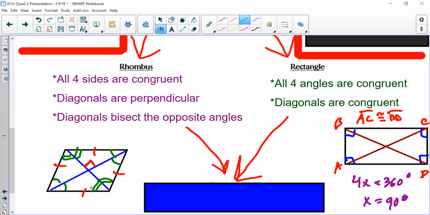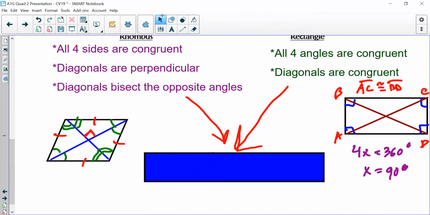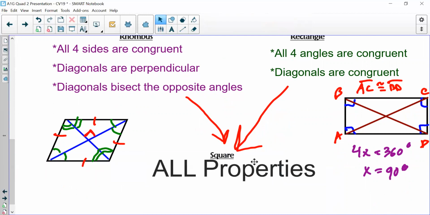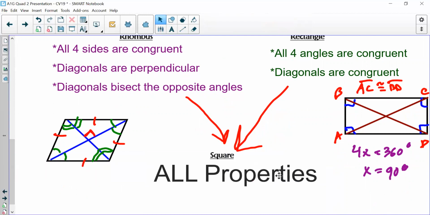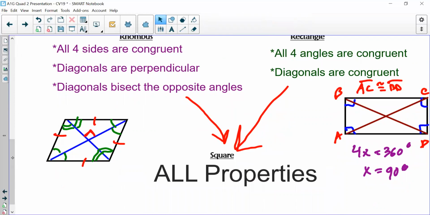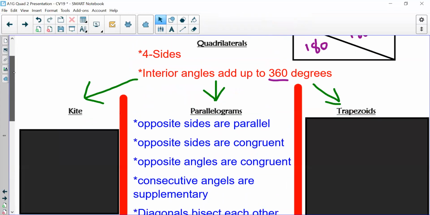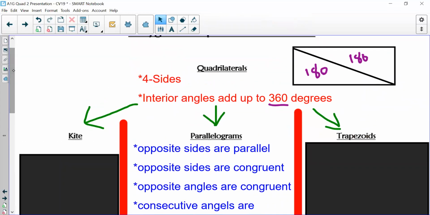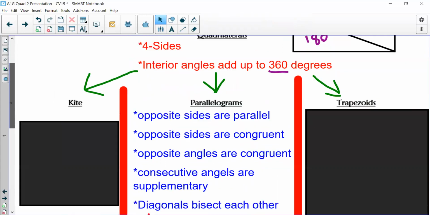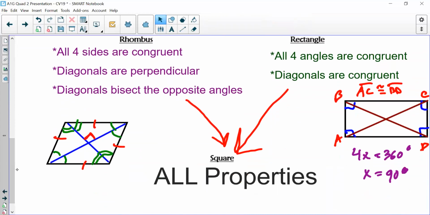All right. And the last quadrilateral we're going to talk about today is the square. And what I have written down here is all properties. So squares have all the properties of a rectangle. They have all the properties of a rhombus. And they have all the properties of a parallelogram. And they have all the properties of quadrilaterals. So a square is the most specific quadrilateral in terms of properties that exists.